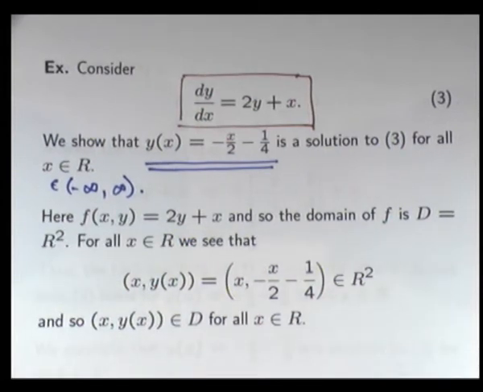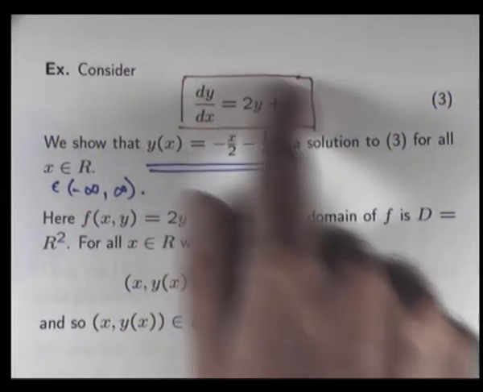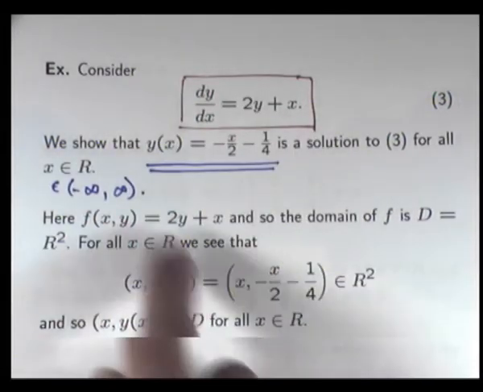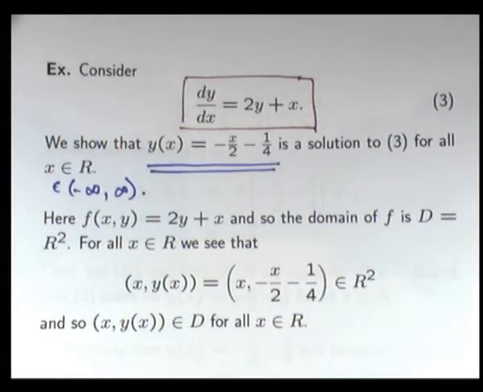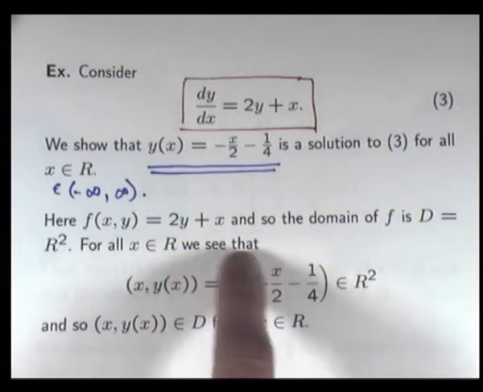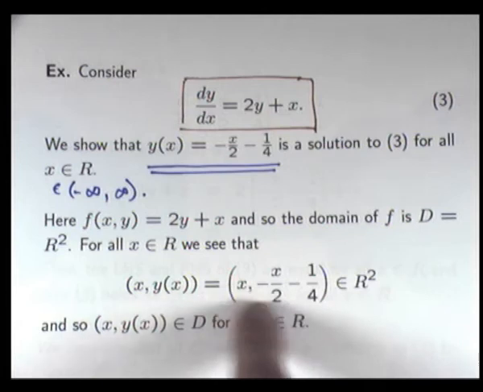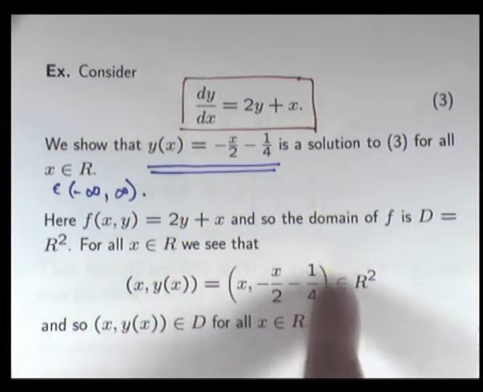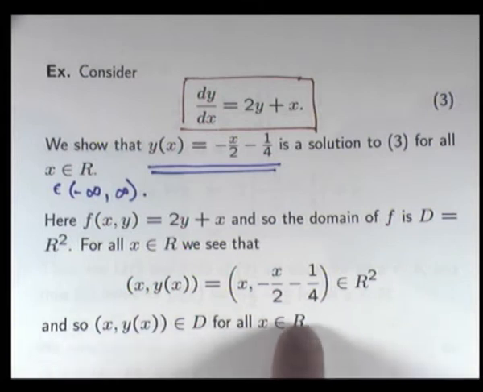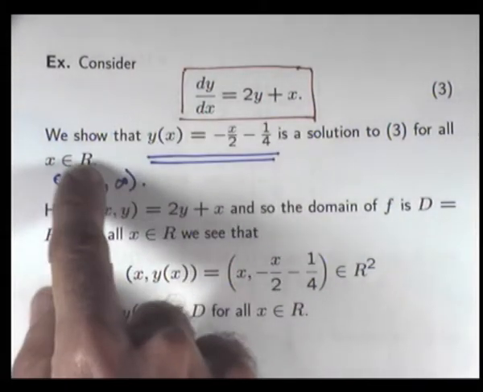The first thing we're going to do is look at the domain of f. I can input any x and any y into here that are real numbers, and this right-hand side will be defined. So the domain of f is R squared. Now, for all x in this interval, we're going to look at the graph of this function. It's these set of points, and for any real-valued x, this is going to lie in R squared. So the graph does lie in the domain of f for all x in this interval. Also note that this is a differentiable function for all x in this interval.